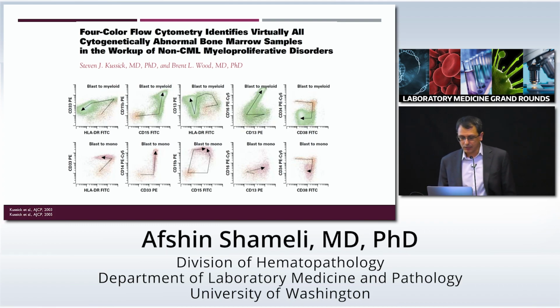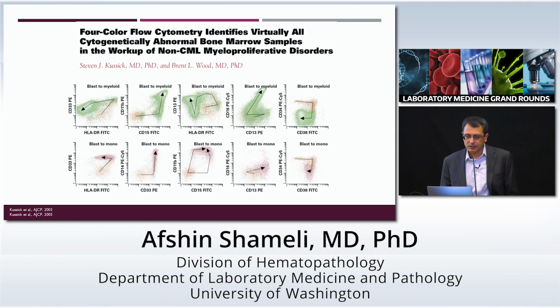One of the first studies was conducted here with Dr. Wood and Dr. Kusik, who looked at the basically non-CML myeloproliferative neoplasms. Actually, this was one of the first studies who established the normal maturation pattern for myeloid elements and monocytic element as well as blast population. And they showed that basically this maturation pattern is very conserved during normal or regenerative marrow, and abnormalities in these patterns can be commonly seen in myeloid neoplasm, including myeloproliferative neoplasms.